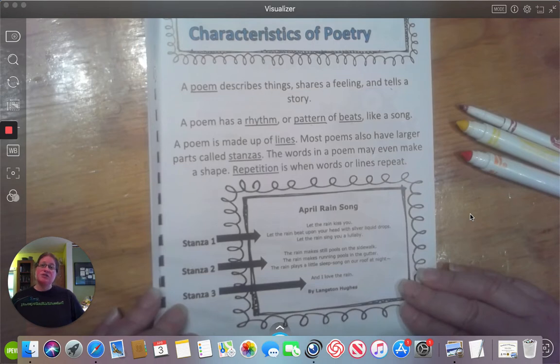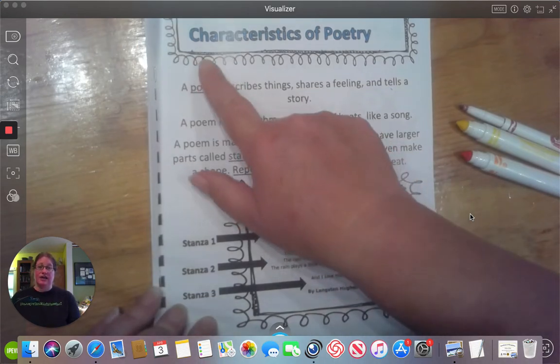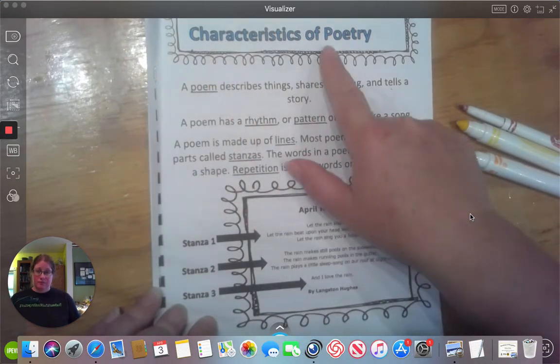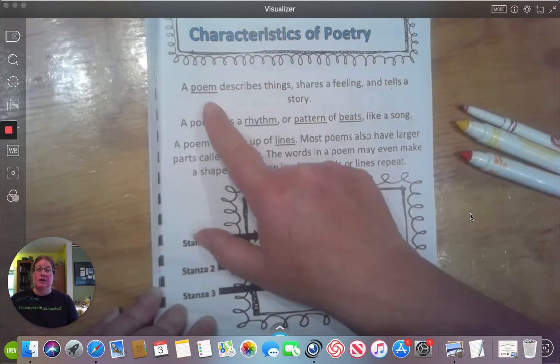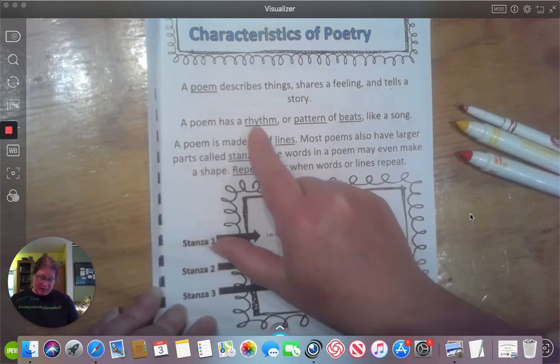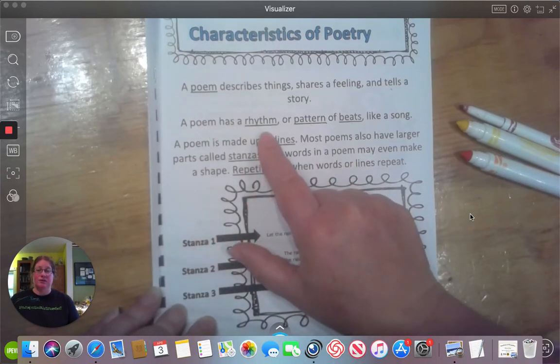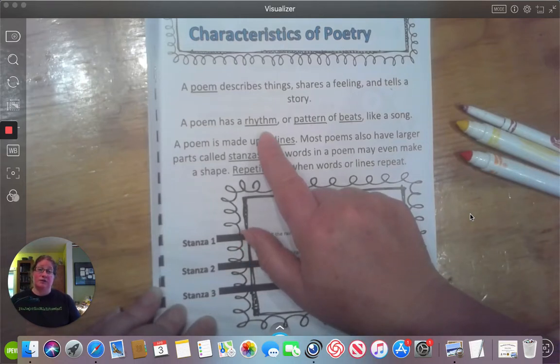For example, some text features that I noticed right off the bat include our title. I also noticed some underlined vocabulary words. And these vocabulary words, I'm guessing, are probably going to be important. So we're going to pay special attention to our vocabulary.